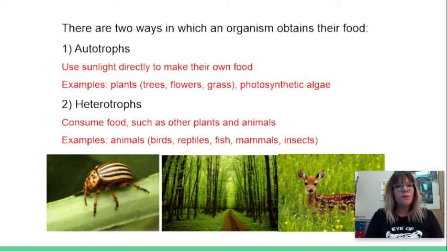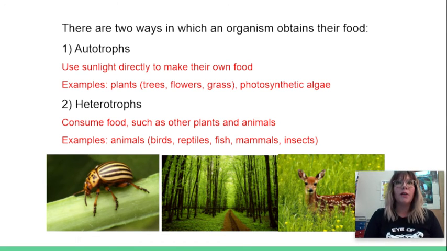You may remember this from grade 7. You may have heard of them known as producers. So producers use sunlight directly to make their own food. They're the things like the plants, the trees, the flowers, the grass, the photosynthetic algae, which we'll talk about in a bit. These are things that make food from the direct sunlight.